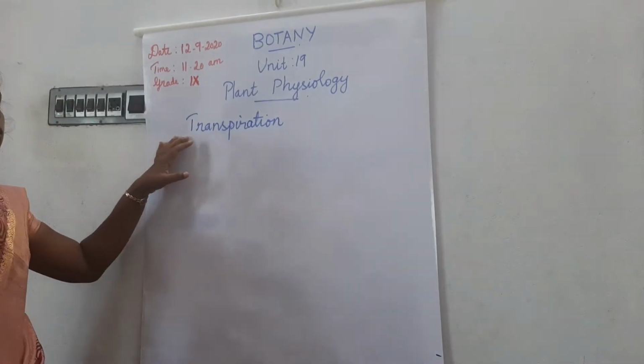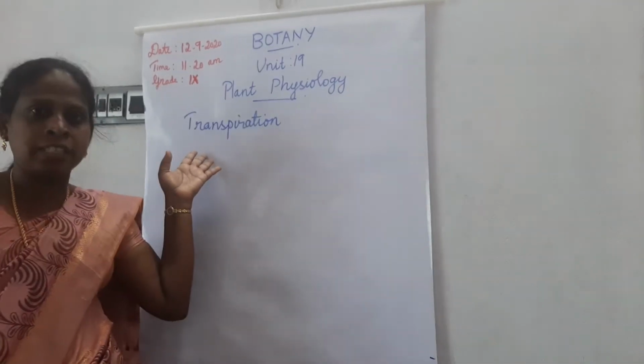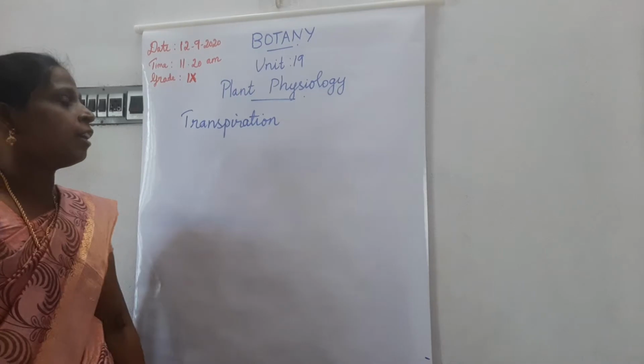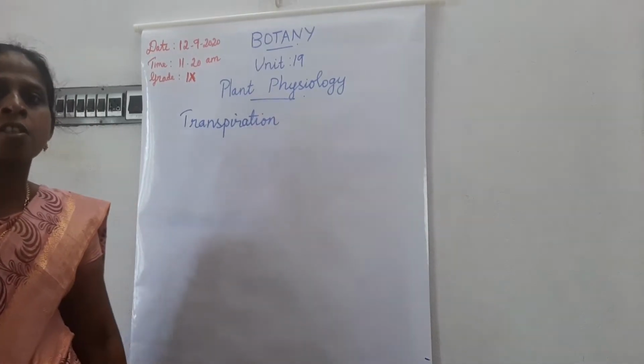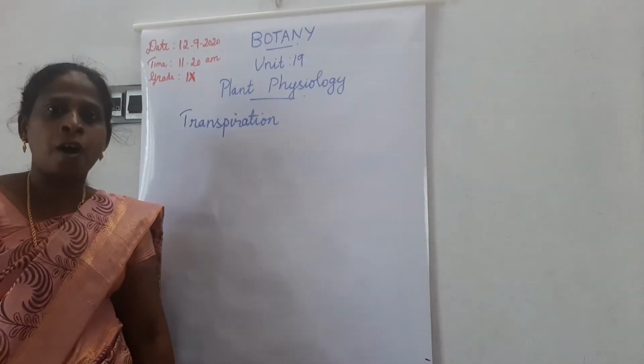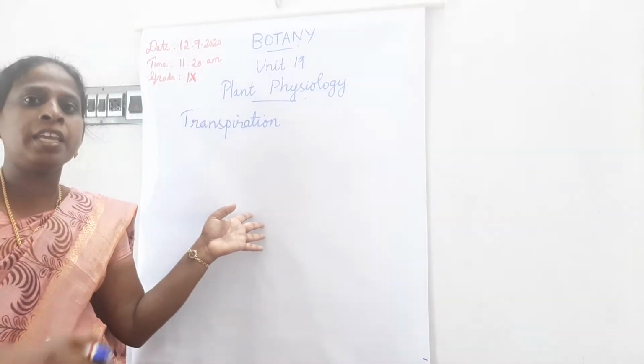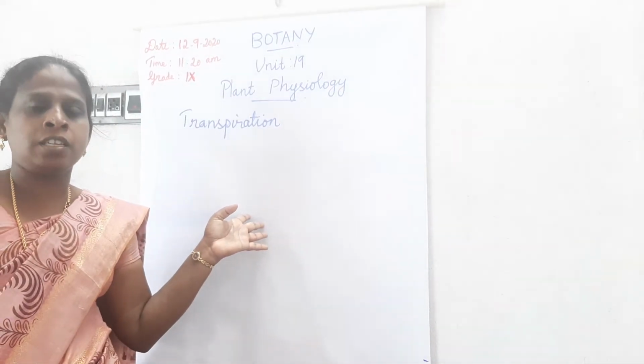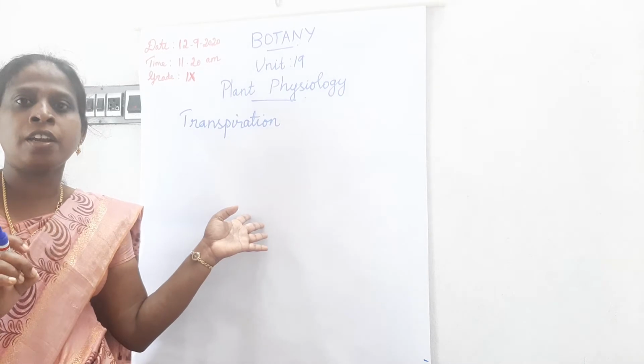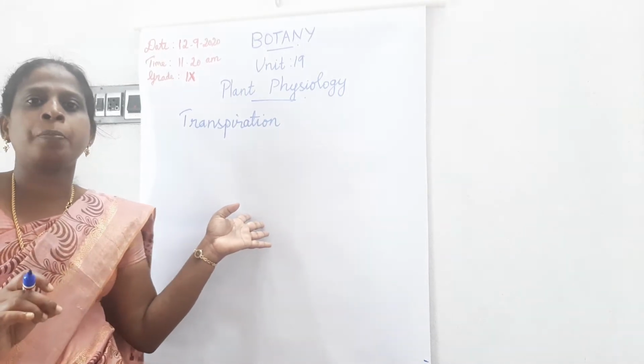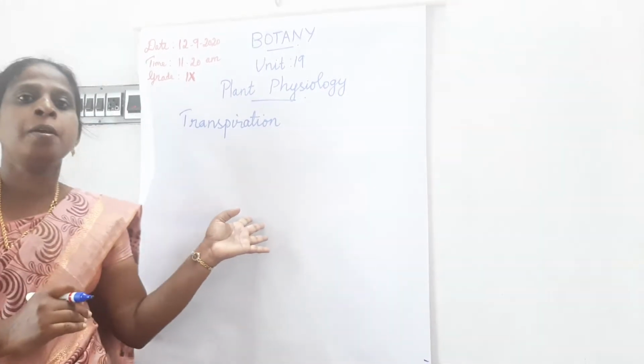Transpiration. So first, what is transpiration? Transpiration is the loss of water in the form of water vapor from the aerial parts of the plants.